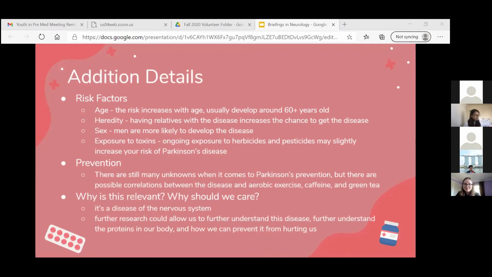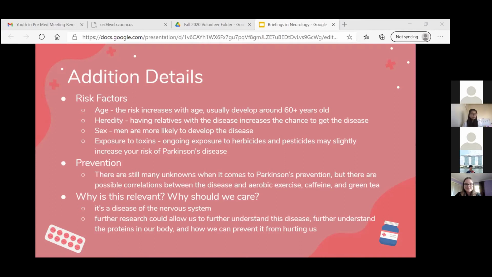Okay, risk factors include age. It's a long-term degenerative disorder, so it grows over time. Heredity: having relatives with the disease increases the chance of you getting the disease. Men are more likely to develop the disease. Exposure to toxins, such as herbicides and pesticides, may increase your risk of Parkinson's.